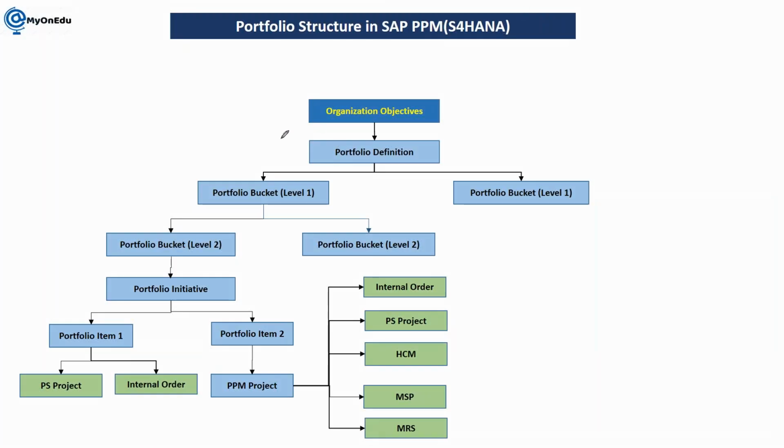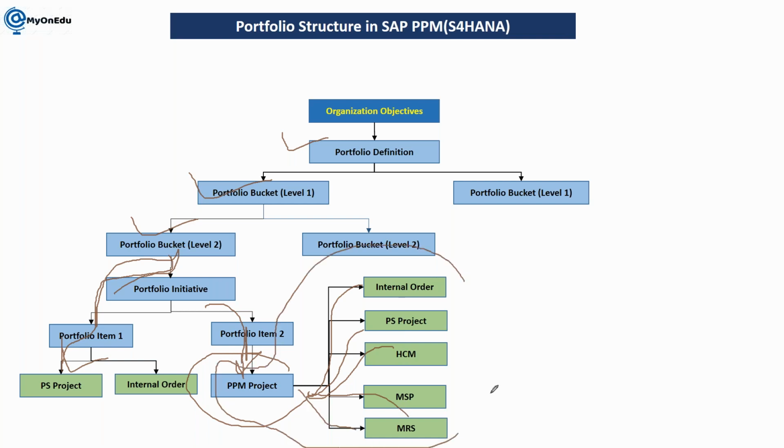Thanks. So you have the portfolio definition, then the bucket, then under that you have created an item, and this item we can transfer into a PPM project or into a PS project. In the PPM project, the next step is to transfer into an internal order or PS project or SCM, and how it is going to integrate with MSP or MRS. We will understand that in the next component process, but now we are going to focus on these objects only. Then we'll go further.